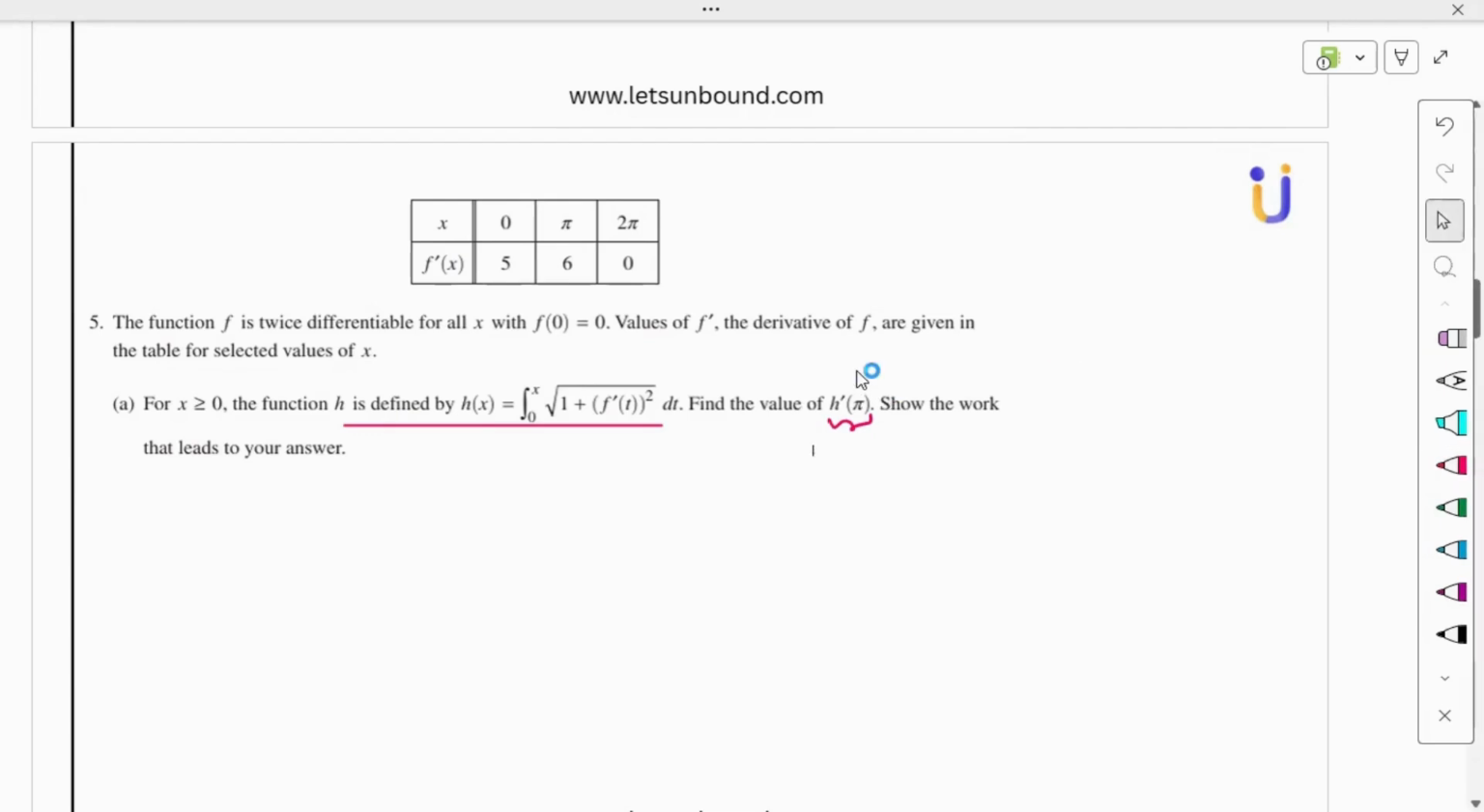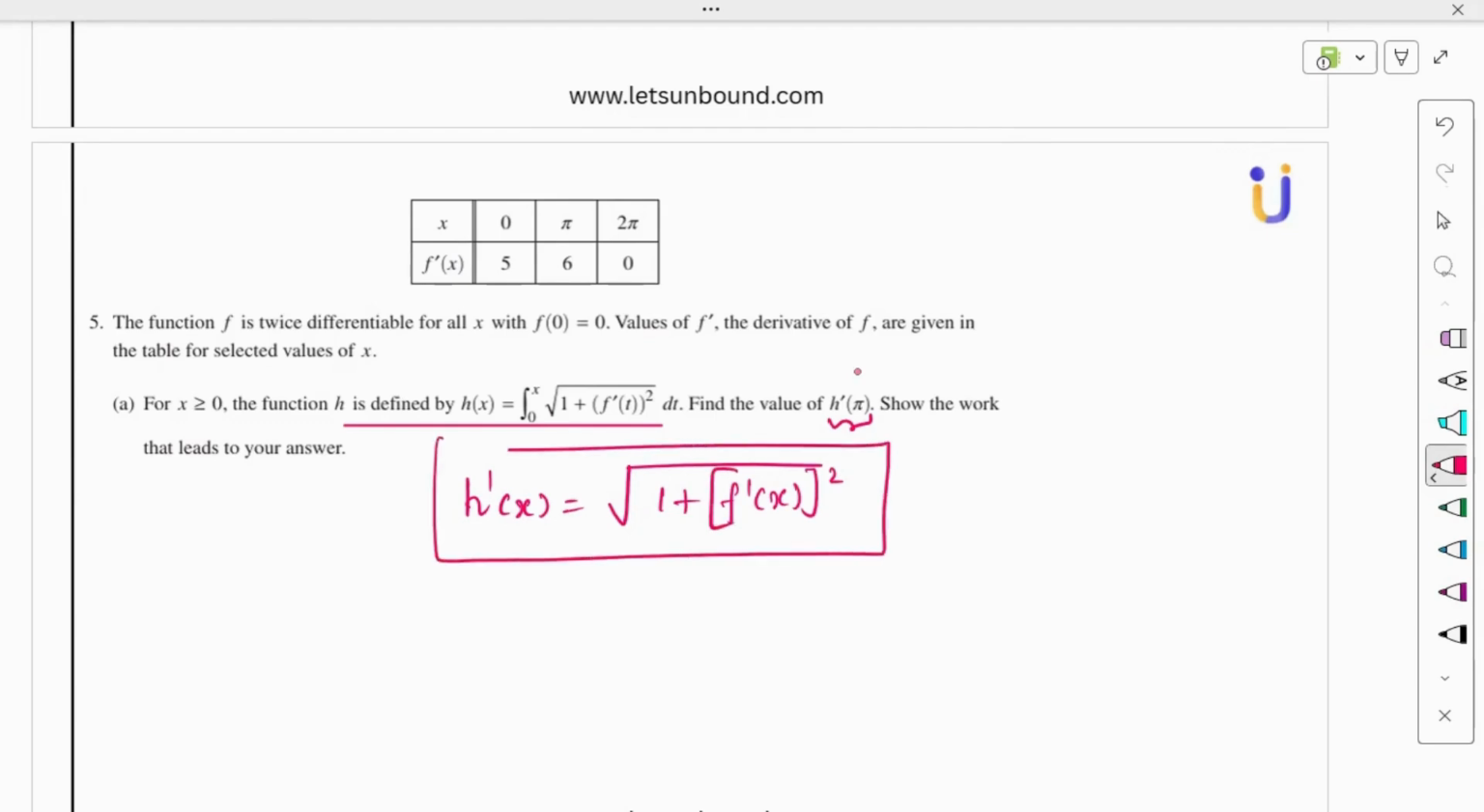Easy one. Let's go. This is the fundamental theorem of calculus. So h of x equals this, which means if you differentiate both sides, h of x will become h prime of x. An integral and a derivative are inverse operations, so they will cancel. You will be left with the square root of 1 plus f prime of x, the whole square. Simply apply differentiation on both sides and you will get this. This is by FTC.